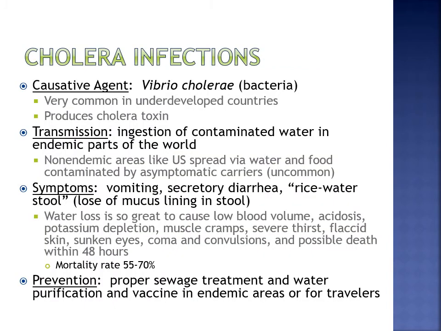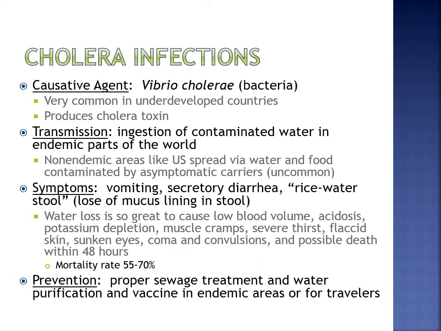These are caused by the bacterium Vibrio cholerae. These are more common in underdeveloped countries, but we do have some cases in the US. Vibrio cholerae does produce a toxin known as the cholera toxin, and again, that will cause some unique symptoms here in a second. Transmission is through ingestion of contaminated water in this case, especially in endemic parts of the world. Places like the US, it's less likely to have contaminated water. It's more commonly spread through contaminated food, or by asymptomatic carriers, like someone already has it and then they're passing it on, but that's less common. Most likely it's some kind of contaminated food source.